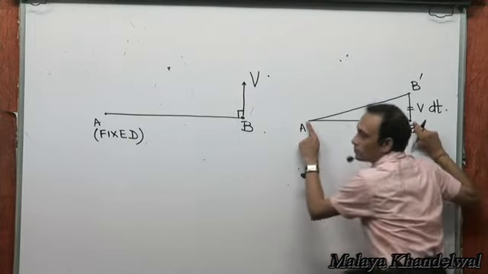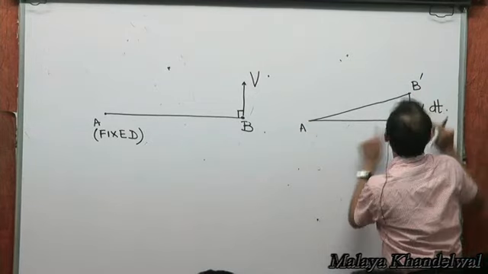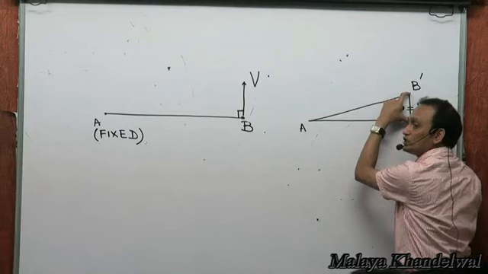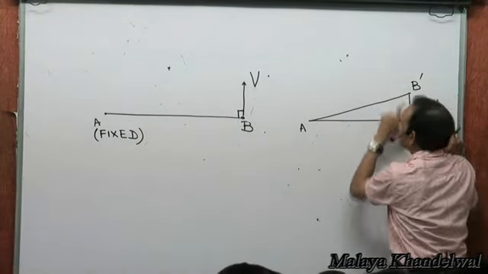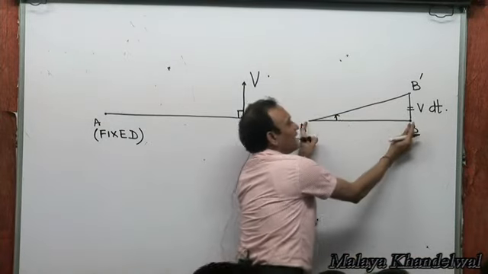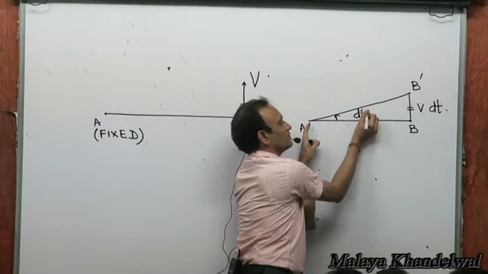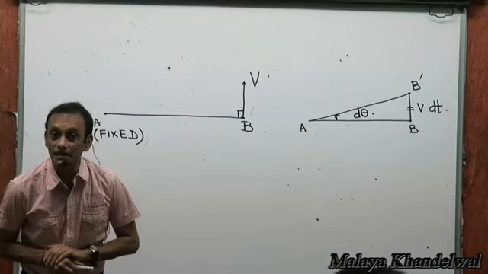This is the original line joining A and B. This is the final line joining A and B. In a small time dt, B would have moved by a small amount v dt like this, right? Suppose in the process, the line joining A and B has described a small angle d theta.